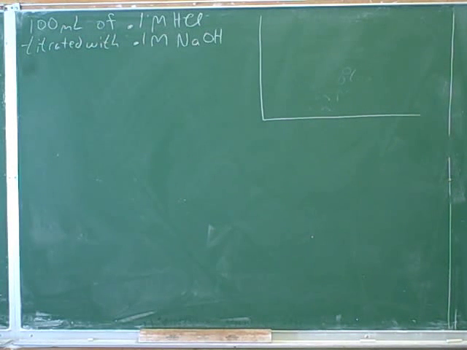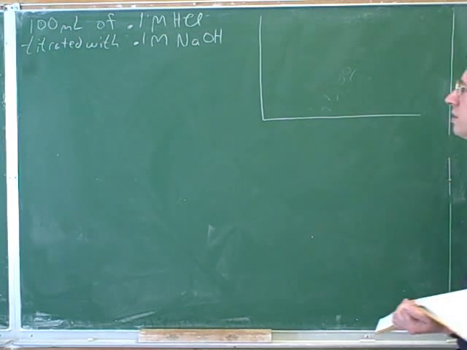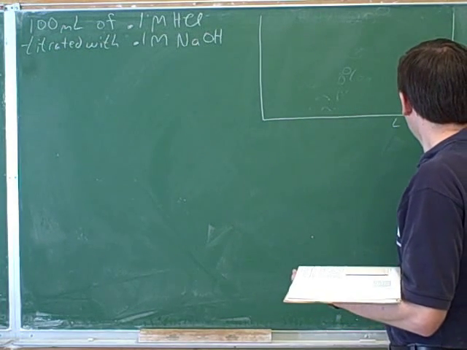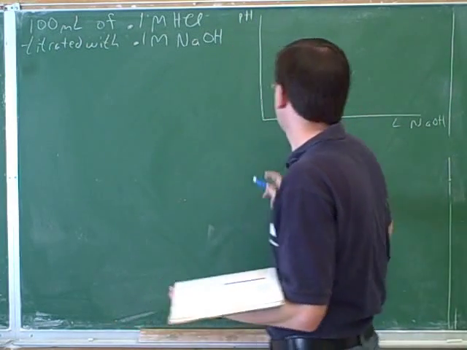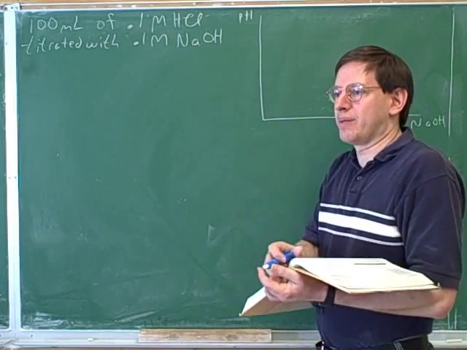So let's go back to this example. You can put this in your notes, and which variable should we put on the horizontal axis? Liters of NaOH. And on the vertical axis? pH. All right. So let's figure out what the vertical intercept should be.